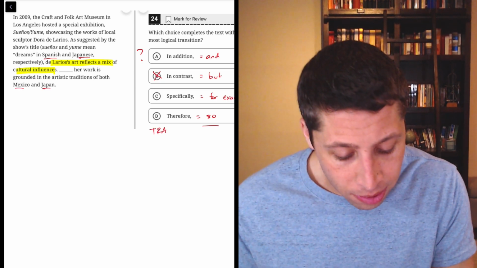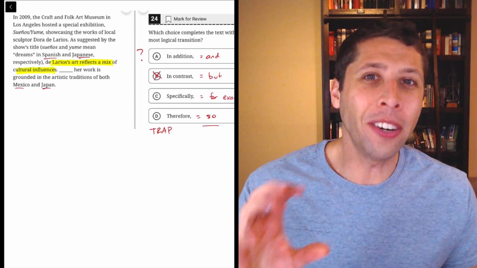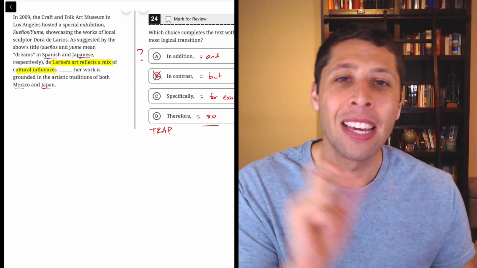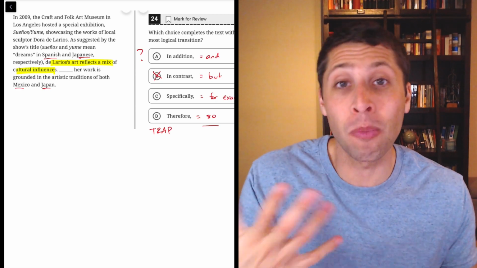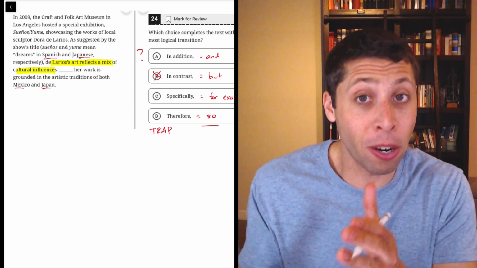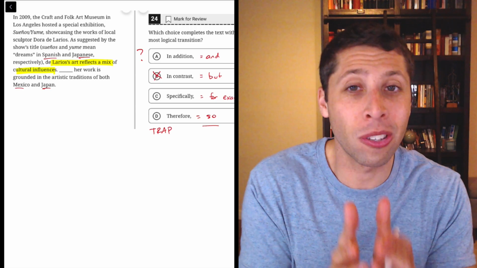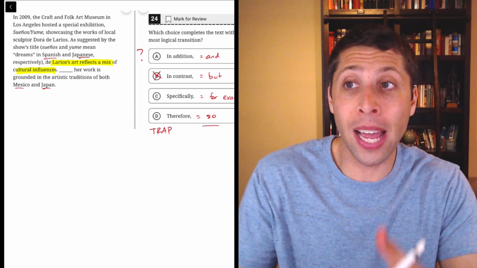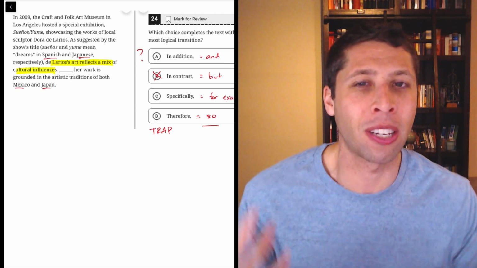However, I think this is still a trap answer because there is a little bit of a cause and effect. It's just flipped. And so this is maybe the benefit of being able to take the word therefore, condense it into the more familiar word so, and then literally plug that into the blank. We might be able to hear that, like, okay, this logic is a little bit backwards.